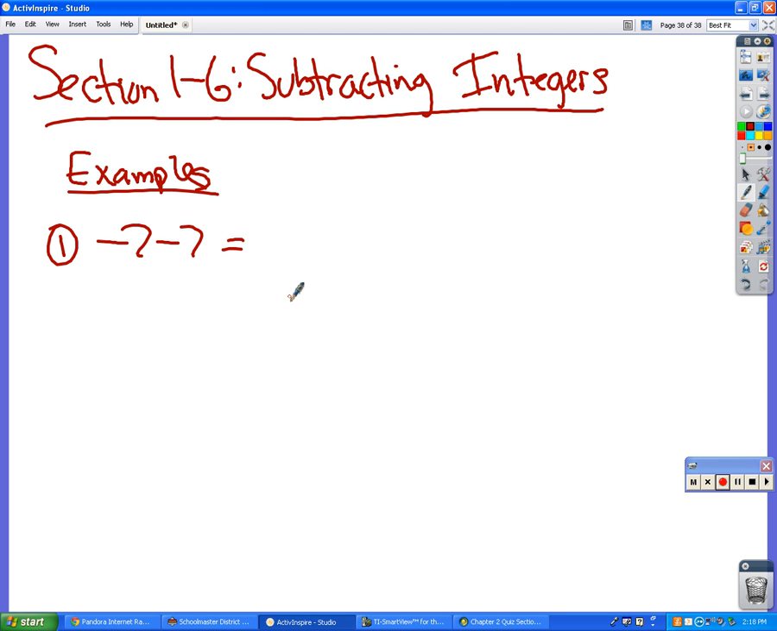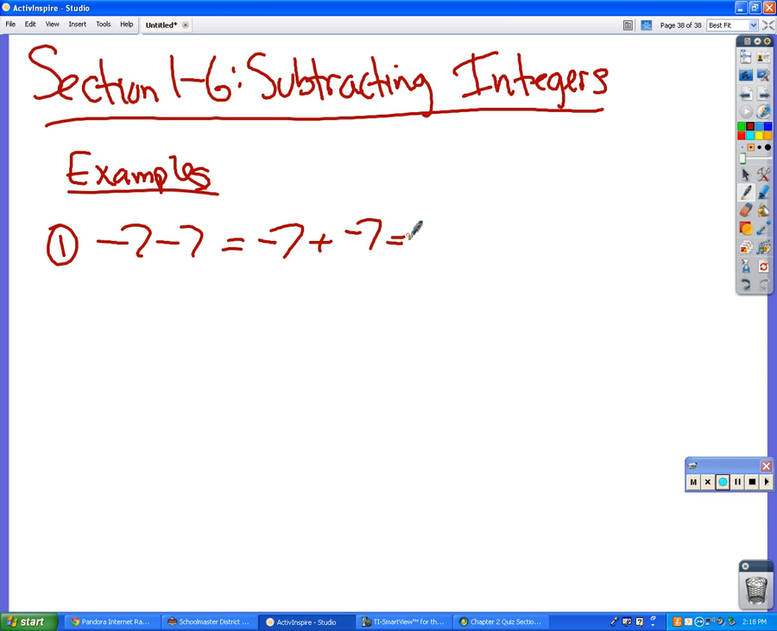Okay, so I'm going to go -7 minus 7. What the book would like you to do is add the opposite. So they want you to change this into, instead of -7 minus +7, make it -7 plus a -7, okay?